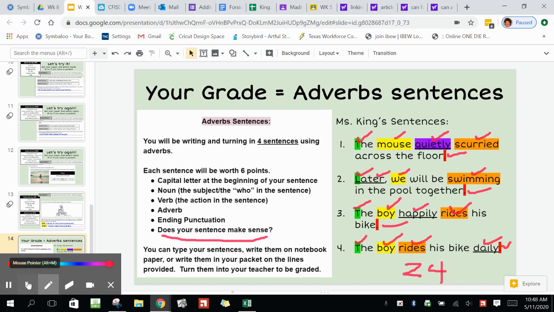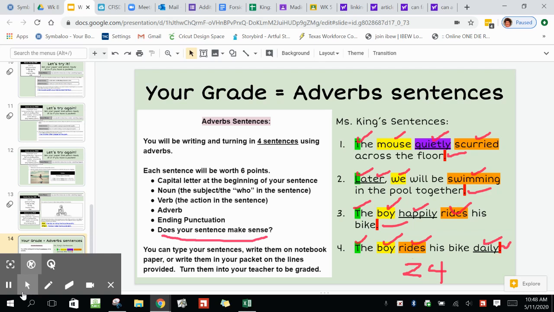Okay? So you can type your sentences, you can write them on notebook paper or write them in your packet on the lines that are provided. However you want to, whatever is easiest for you, just make sure you turn them in to be graded. I'm sure that you're going to have wonderful sentences and I can't wait to read them.